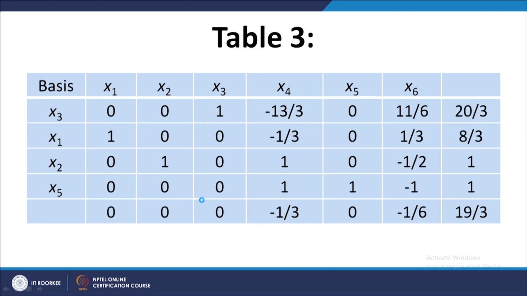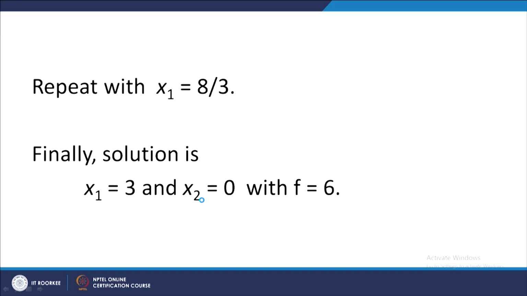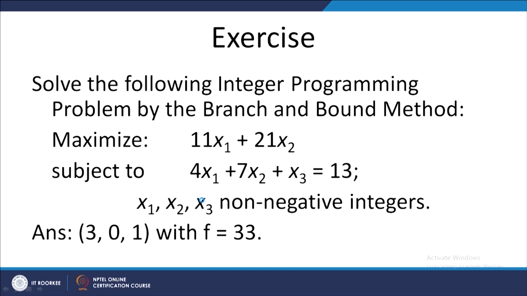All variables again are supposed to be integers and non-negative. And the resulting solution is shown here in table 3, and we repeat this with x1 equal to 8 by 3, and finally the solution is x1 is equal to 3, x2 is equal to 0 with objective function f equal to 6. So in this way we have learned the two methods to solve the integer programming problem.